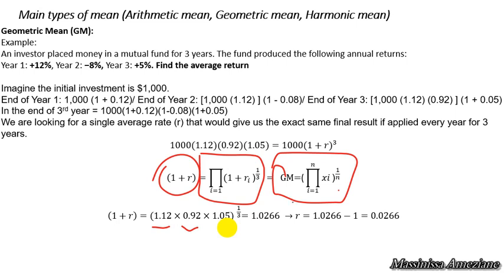Then if you want to get the exact rate, as I said, if you want the interest rate or the rate of return, we can deduct 1 from the growth factor, because the growth factor is 1 plus R. So R here is the growth factor minus 1, and here it is 1.0266 minus 1. We will get this return as the average, 0.0266.